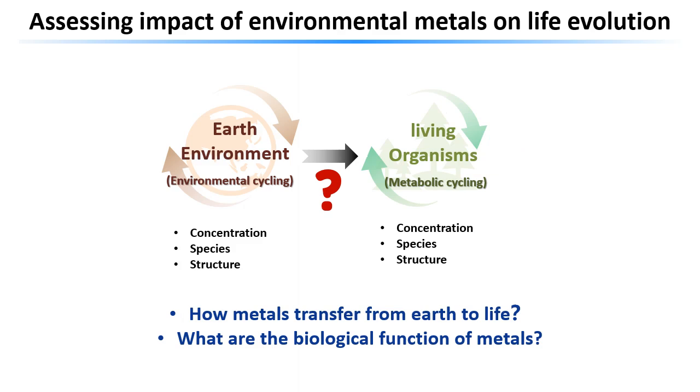And the key to assessing the impact of environmental metals on life evolution is to understand how environmental metals enter living organisms and play their roles. This is not only necessary to clarify the concentration, speciation, and structure of metals in either the environment or living organisms, but more importantly, to accurately describe the dynamic processes such as the environmental cycling of metals, their transport from environment to living organisms, and also finally their metabolic cycling.